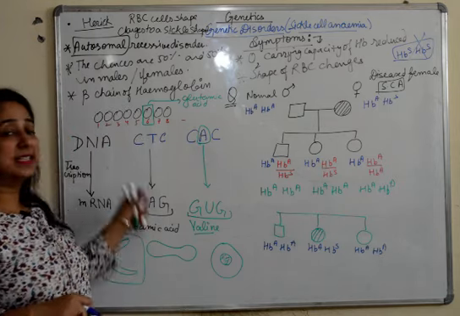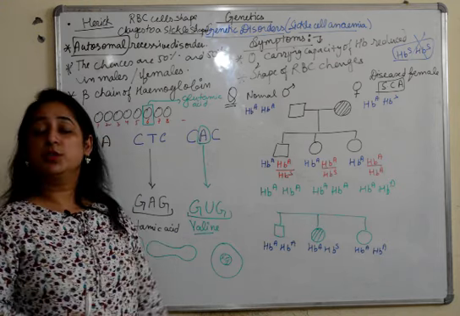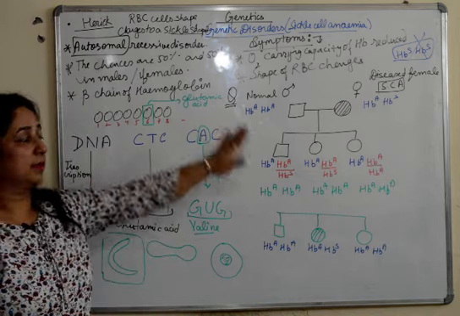So these are the various pointers for sickle cell anemia, and we have also discussed the type of questions according to pedigree which are asked. So we have discussed what happens here.